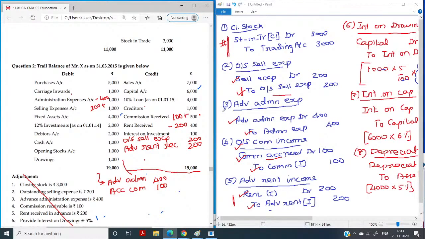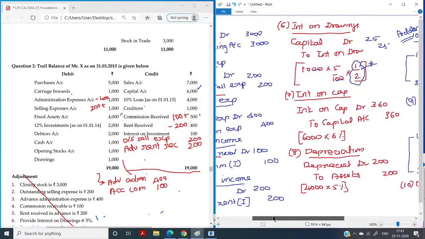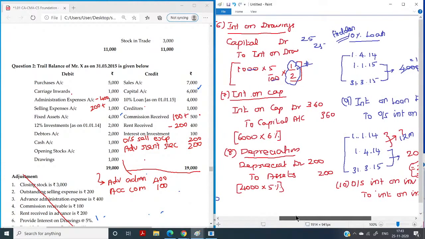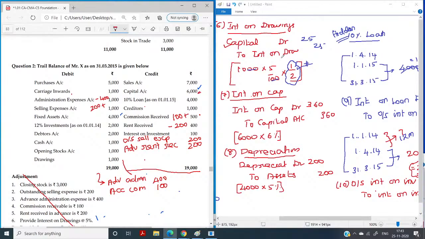Now, I will be moving on to the next 5 items. Altogether we have 10 items, 5 adjustments over, another 5. Capital account debit side. So the capital, what we have 6,000 rupees here, credit balance, but here we have debit, means you have to subtract, so minus 25. And interest on drawings, a new account. We don't have that interest on drawings already. So I'm going to write that in the credit side as interest on drawings.